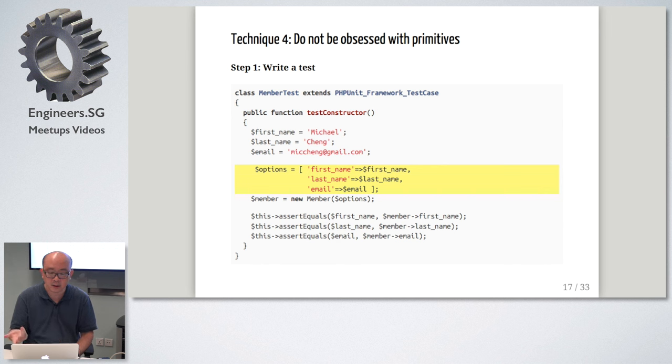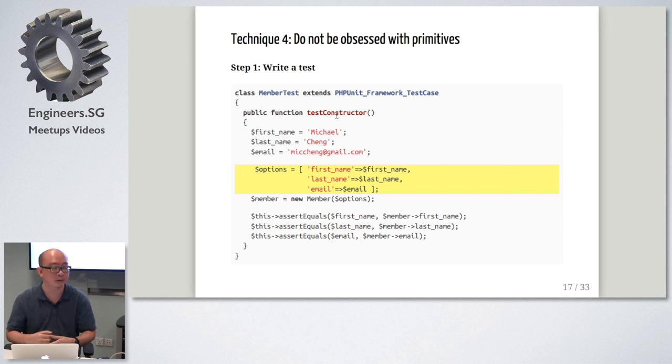So we write a test. I use PHPUnit. How many of you here use PHPUnit? Yes, awesome, great. Okay, so PHPUnit is a class on its own. You're using classes to write other classes, which is classception. Never mind. So first, we'll test the constructor.